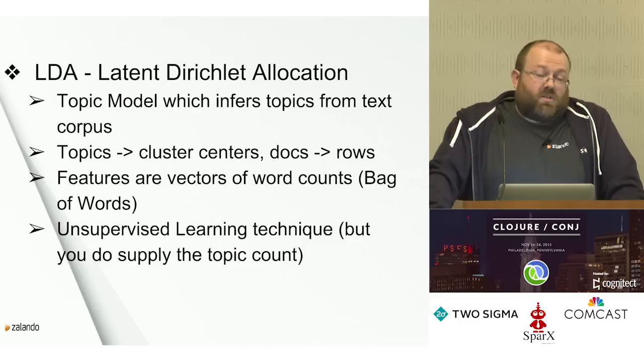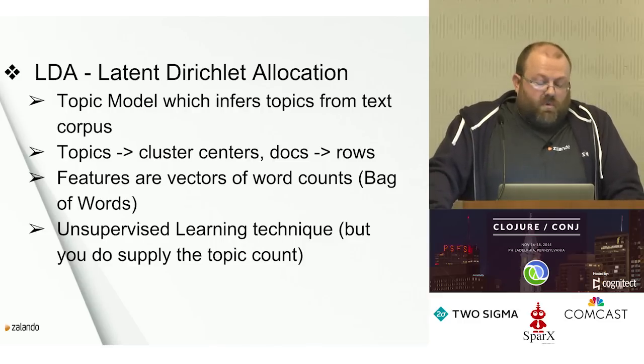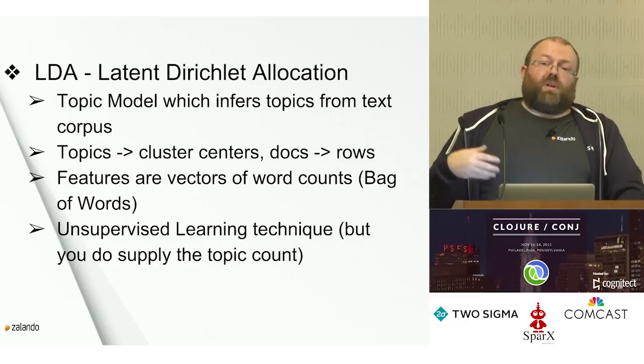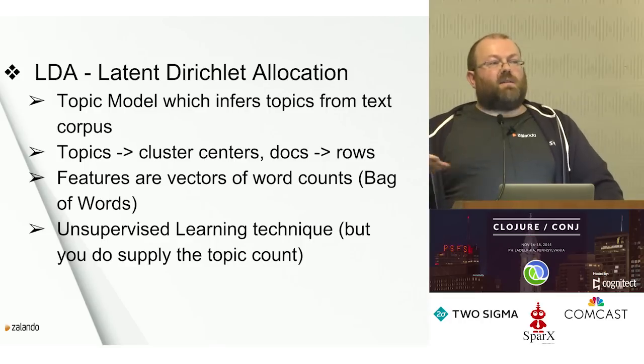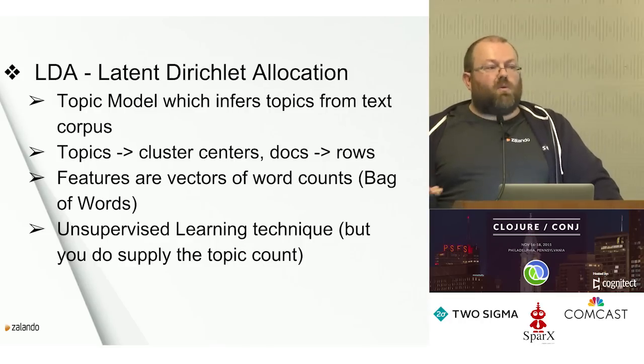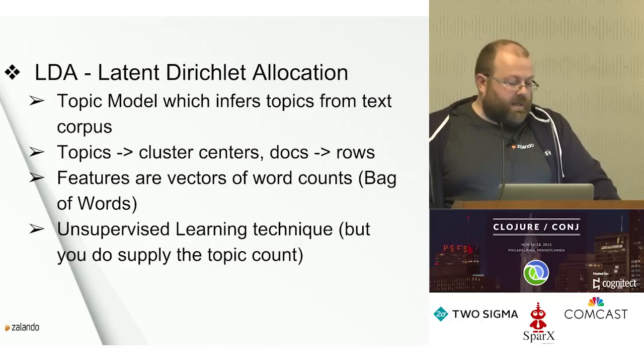The features are vectors of word counts, like bag of words repeated. It's an unsupervised learning technique, but you do need to supply the topic count. Again, from the DMOZ data, we had topics for each of our points, so we know roughly how many topics we're going to be using.